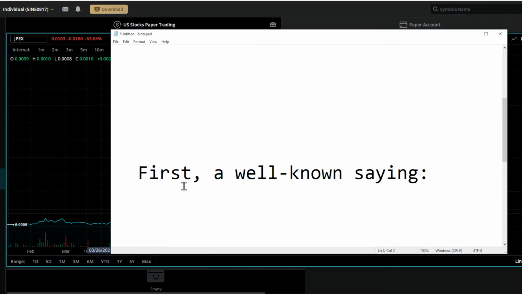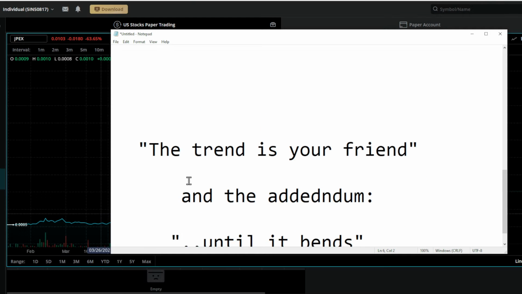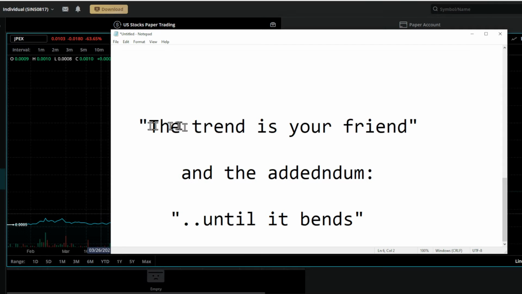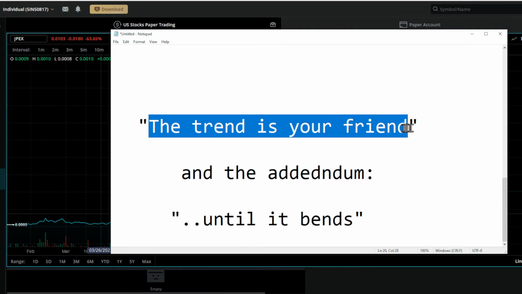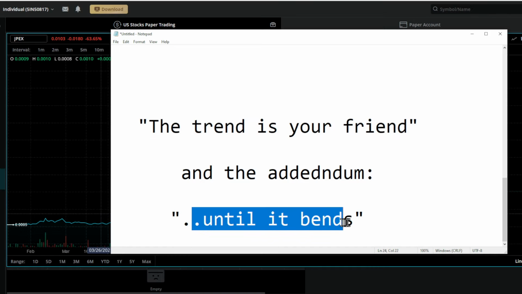First, though, a well-known saying that you should make it known to you. The trend is your friend, and then you can also add to it until it bends. The trend is your friend until it bends.